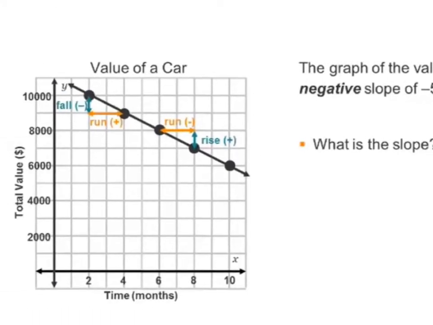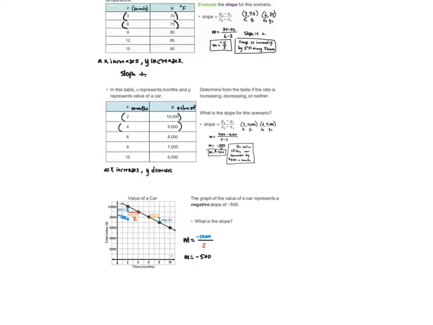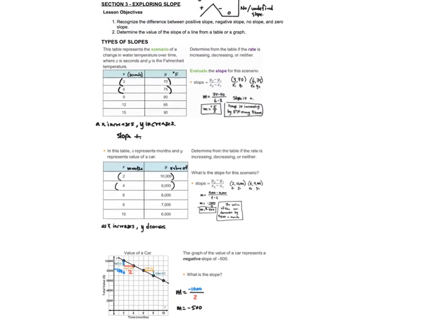So watch. If I go from one point to the next, I fall, negative 1,000, and then I run 2 months. So we can calculate it this way too. My slope m is equal to negative 1,000 divided by 2, and so my slope becomes negative 500. I also know it's negative because it's going in this direction. That's how we can tell, and that's what we call a decreasing function.